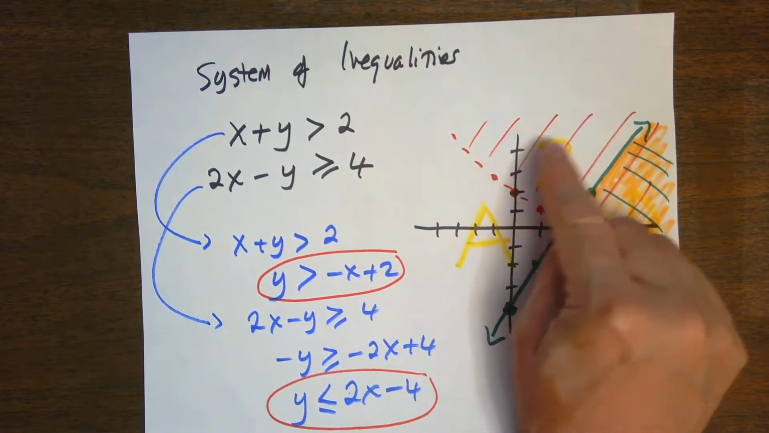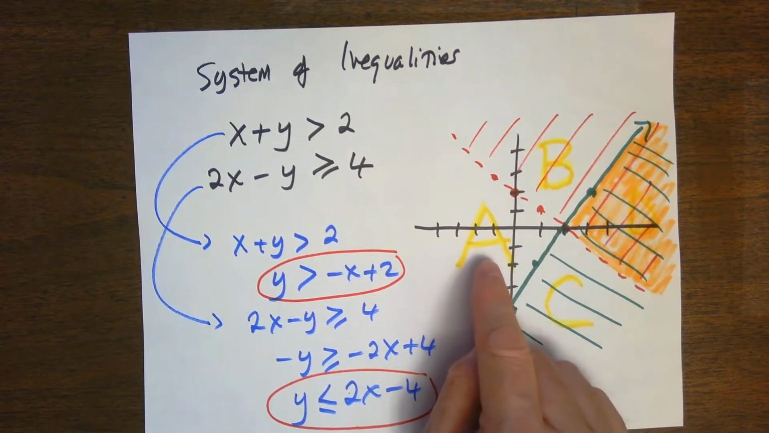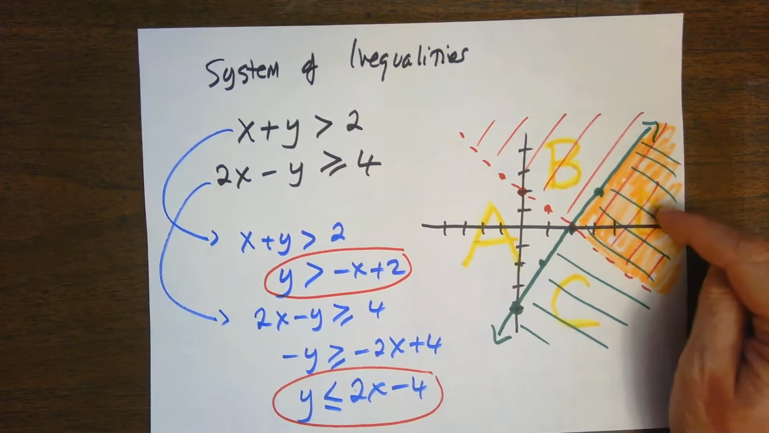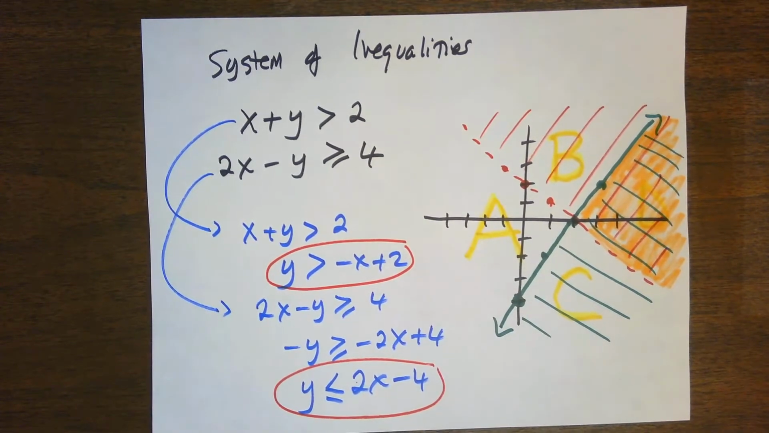Region B is a solution to one of them, but not the other. Region C is a solution to the other one, but not the first one. Region A is not a solution to anything. None of the points in A solve either one of those. But all of the points in region D satisfy both inequalities. All right, so there we have it, ladies and gentlemen. That is the graph of a system of inequalities, and shaded, the solution represented there.